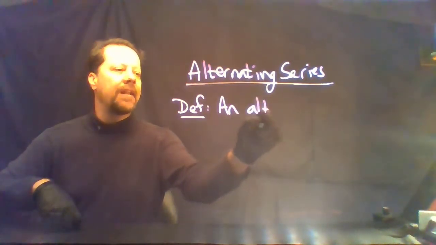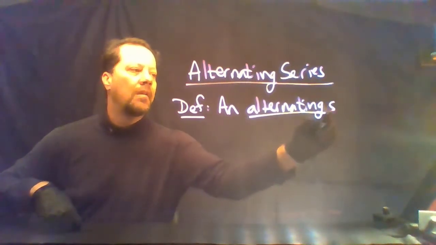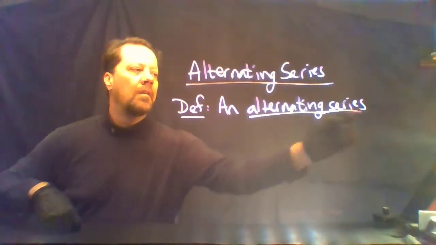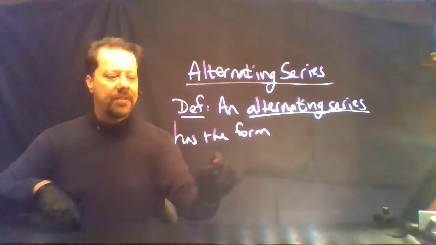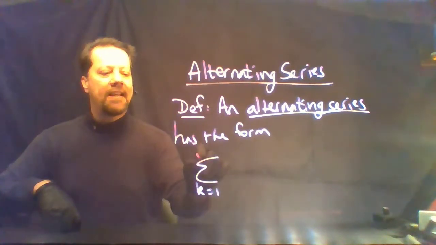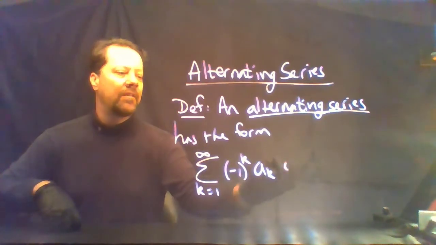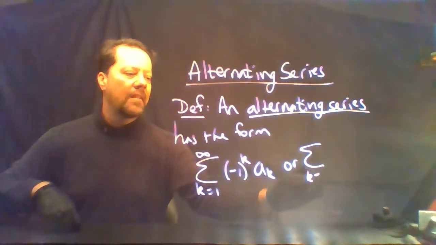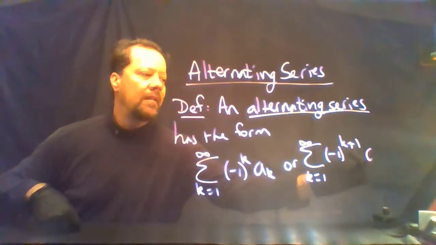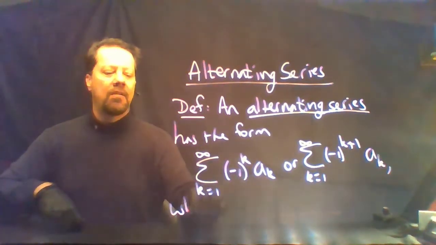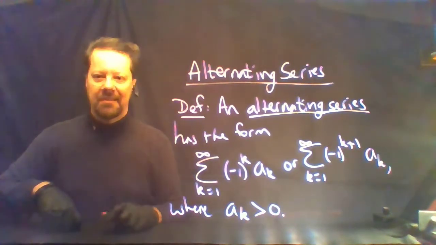So an alternating series has the form, the sum as k goes from 1 to infinity of (-1)^k a_k, or the sum as k goes from 1 to infinity of (-1)^(k+1) a_k, where a_k is positive.